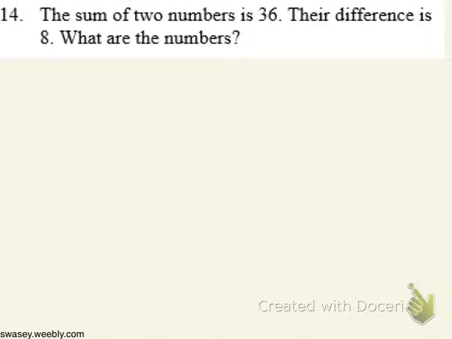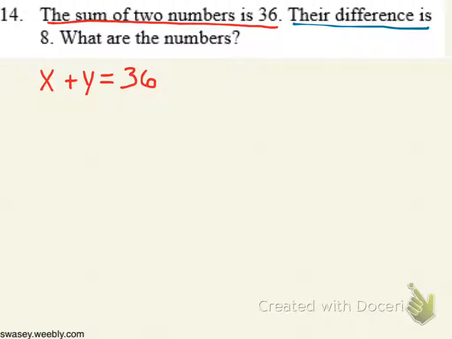14. We'll read our sentences. The sum of two numbers is 36. Sum means add. So let's let x be the first number, y be the second number. When we add our two variables together, we get 36. The difference is 8. So difference, x minus y is 8.